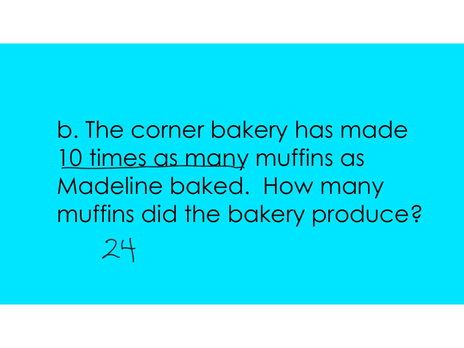If she had 2 tens and multiplied it by 10, you would have 2 hundreds. And if you had 4 ones and you multiplied that by 10, you would have 40. So the answer would be 240 muffins that the bakery produced.